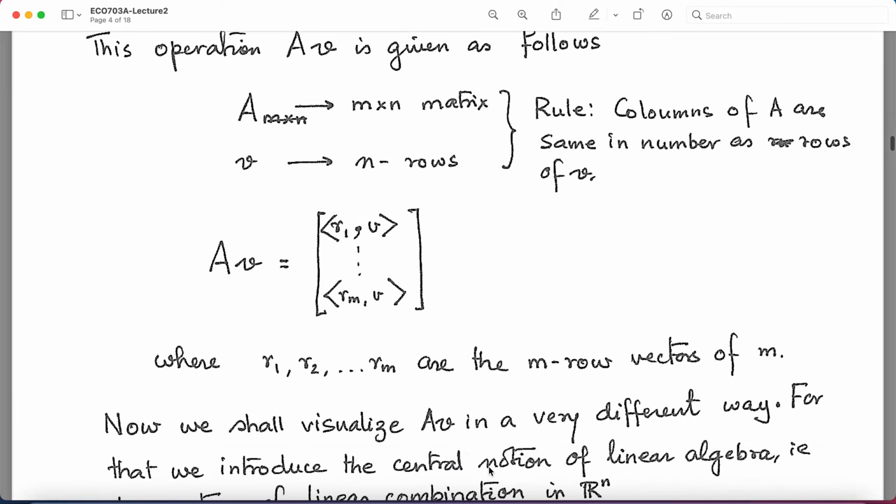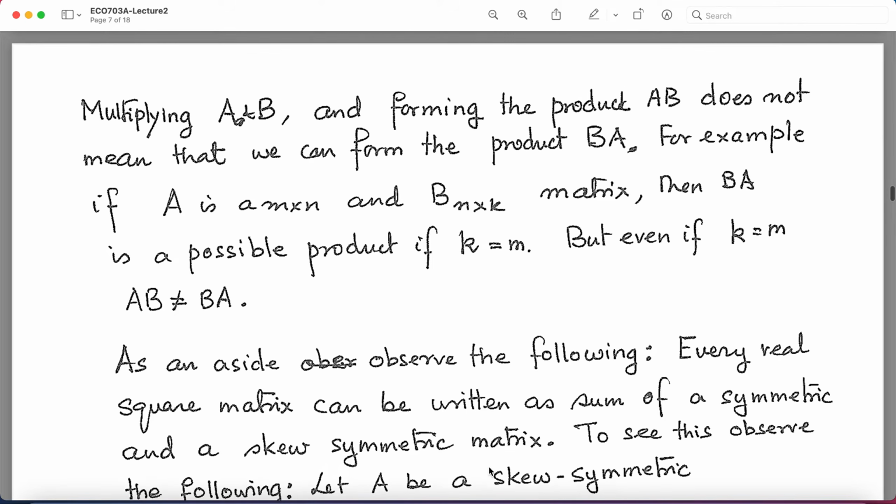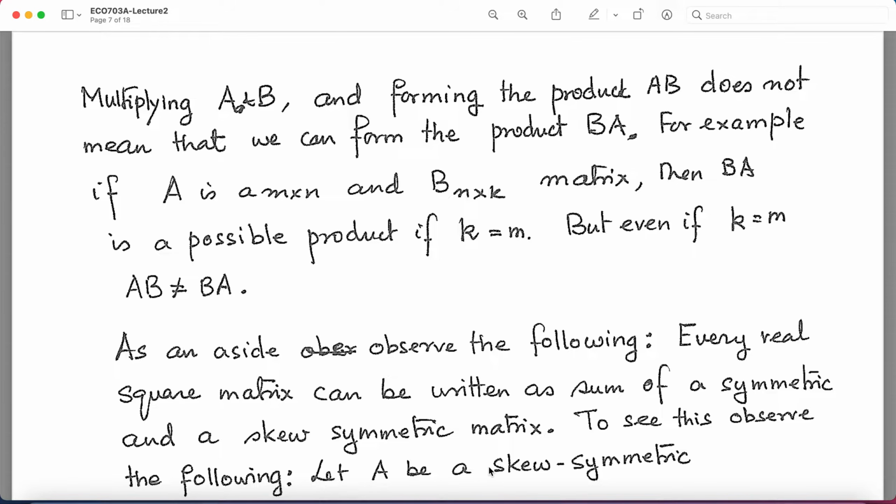So, today I go to the situation where I have defined what is A and the product between A and B, what are the requirements on the rows and columns, that the number of columns of A must equal the number of rows of B. Now, defining AB does not guarantee that I can define BA unless the number of columns of B matches the number of rows of A, because if B is an n cross k matrix and you want to form the product BA, then the number of columns of B, which is k, must equal the number of rows of A, which is m. So, this is a requirement.